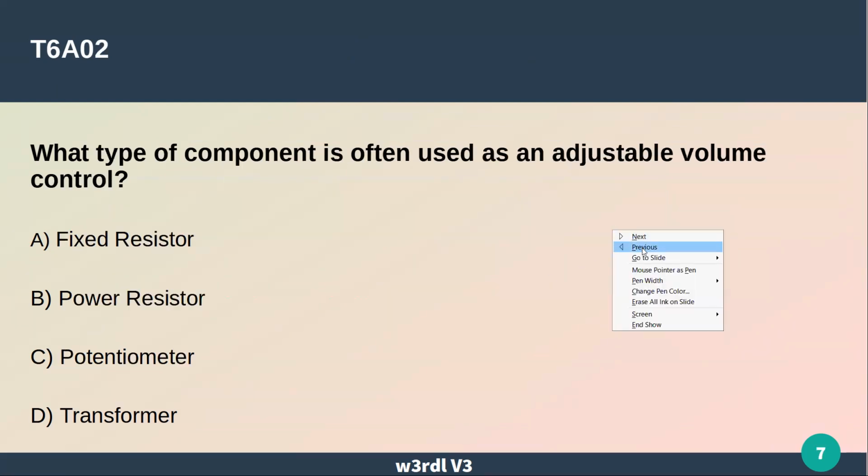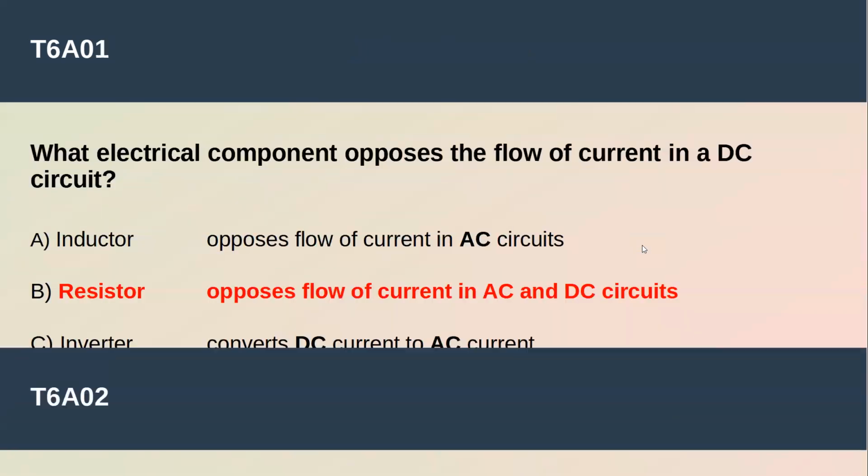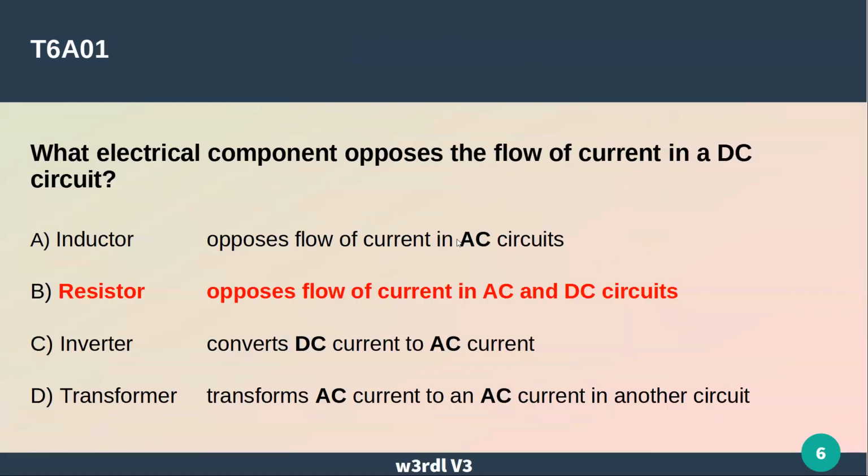Let me go back. We haven't talked about inductors yet, but one of the differences to remember is an inductor opposes the flow of current in an AC circuit. It does not oppose the flow of current in a DC circuit. This looks like a conductor.